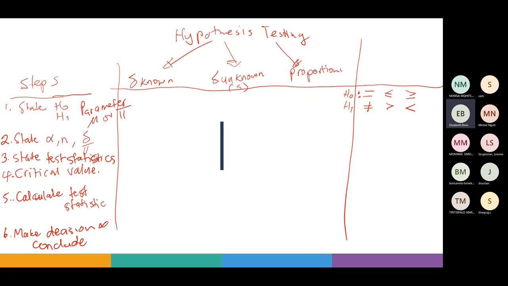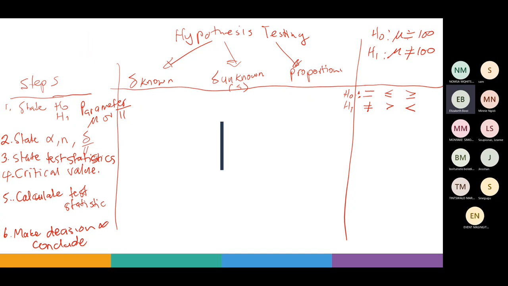So if it says the null hypothesis, you will state it and say the mean is equal to 100, and for your alternative, you will say the mean is not equal to 100. You cannot use X bar. You cannot use the sample statistics where you state your null hypothesis. Those are very important things to remember.